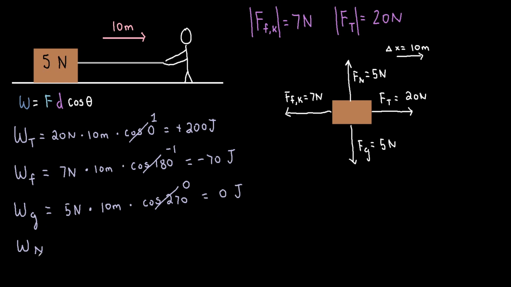Similarly, if we were to calculate the work done by the normal force, we will see that the angle between the displacement vector and the normal force vector is equal to 90 degrees. And we know the cosine of 90 is 0. So the work done by the normal force is going to equal 0 joules.